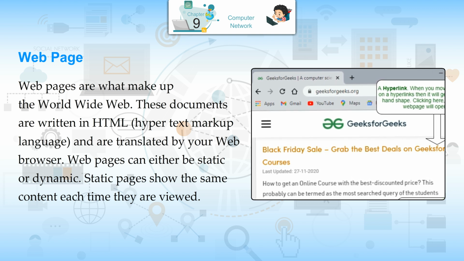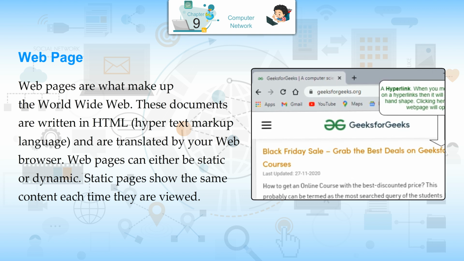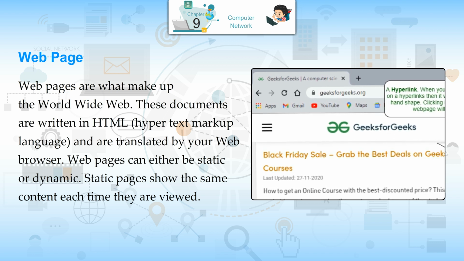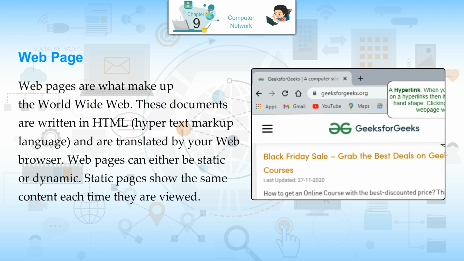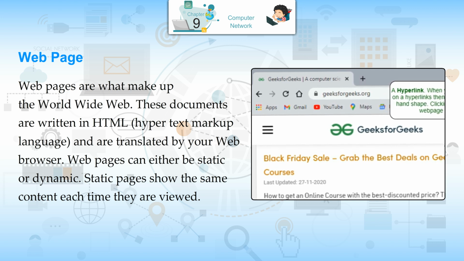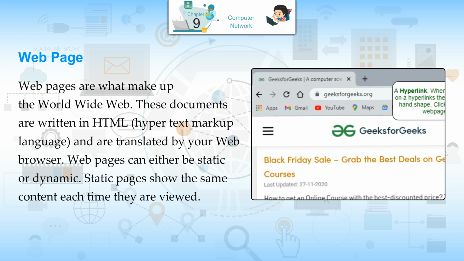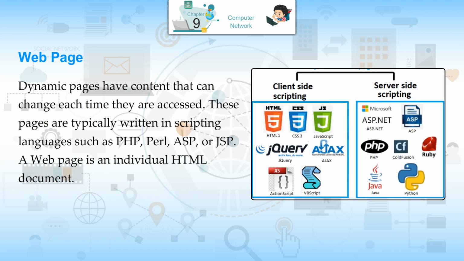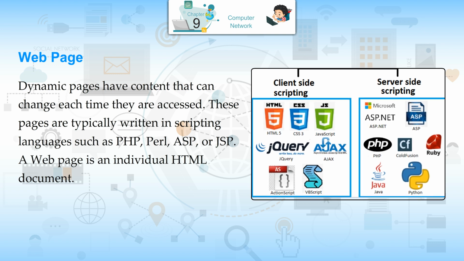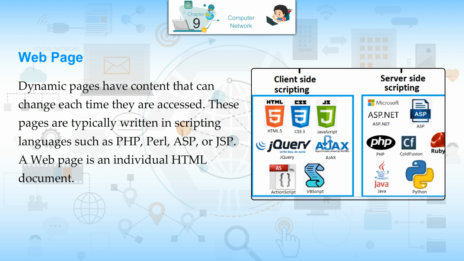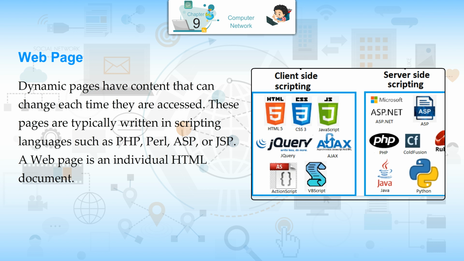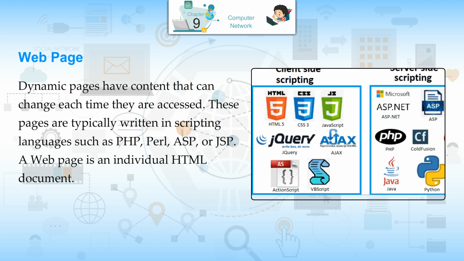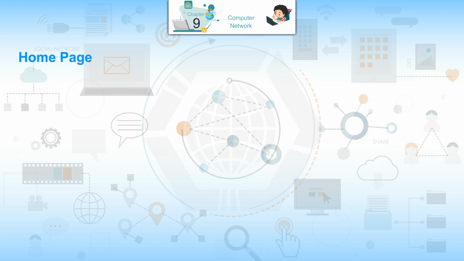These documents are written in HTML, hypertext markup language, and are translated by your web browser. Web pages can either be static or dynamic. Static pages show the same content each time they are viewed. Dynamic pages have content that can change each time they are accessed. These pages are typically written in scripting languages such as PHP, Perl, ASP, or JSP. A web page is an individual HTML document.